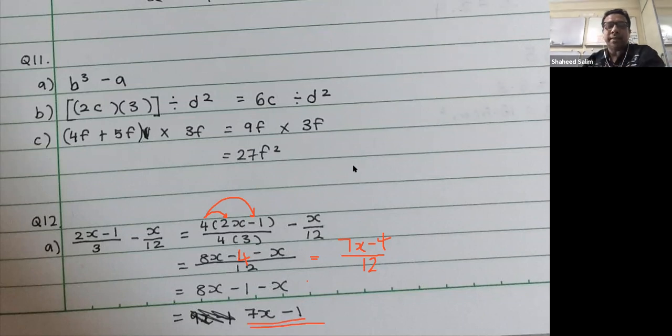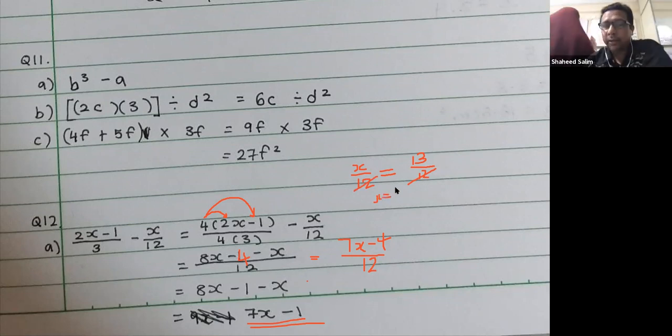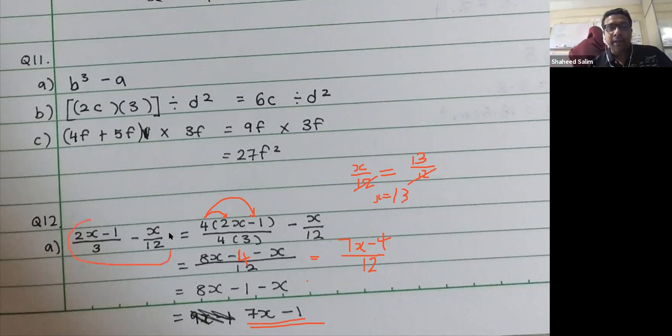When can you cancel? Let's say if I write x times 12 over 12 is equal to 13 over 12. Now I can cancel both 12. So x equals 13. Possible. But over here, just a moment. Over here, this original one, did they give you x is equal to, let's say, something? No, right? They're just asking you to simplify this.